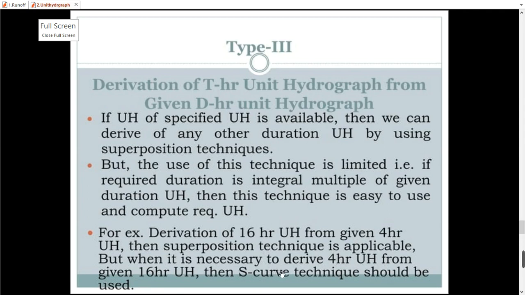But when it is to derive for other durations from a given 16-hour UH, then this technique should not be used.